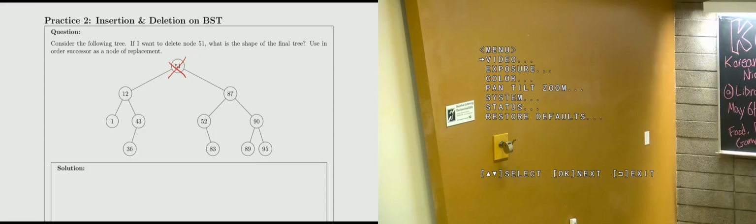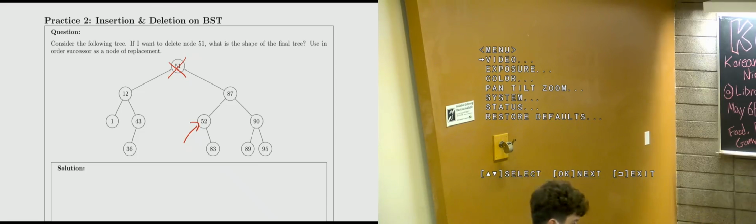Yeah, it is 52. So it's the leftmost child of the right child. Yes, correct. So in-order means that I want to have this order information, and in-order successor means the one behind it.